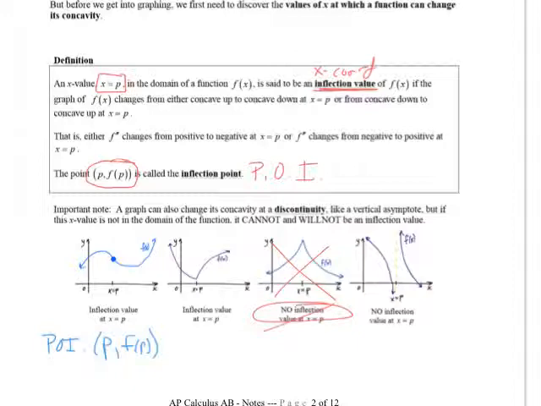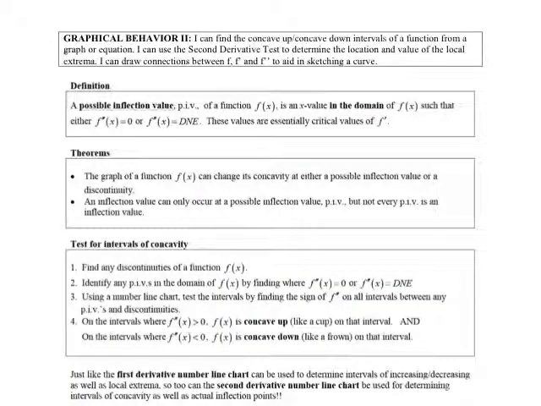So in this lesson, we're going to work at learning how to find these possible inflection values and then test to see if it actually is an inflection value. So let's get to it. Possible inflection values occur where the second derivative is 0 or the second derivative does not exist. Just like we did critical values for the derivative, it's the same process, except now we're setting the second derivative equal to 0.